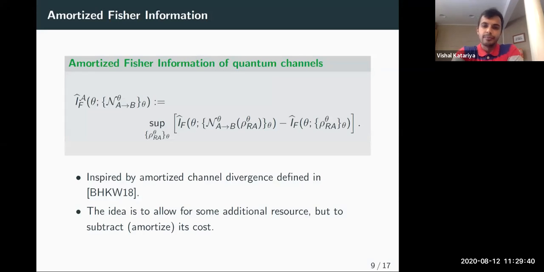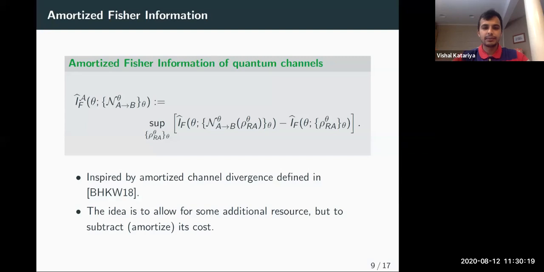Next, what follows here is original work that we came up with completely. It's called the amortized Fisher information. Amortization's dictionary definition is that you're trying to separate out the cost of something into various steps, or take it into account in a particular way, which is what we're doing. We're trying to see if we can add some additional resource to the protocol, and how much benefit that provides to the protocol itself.